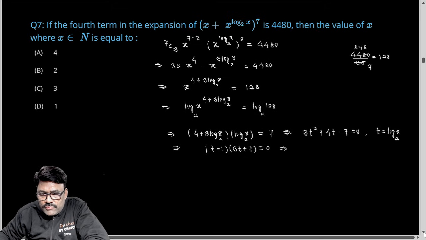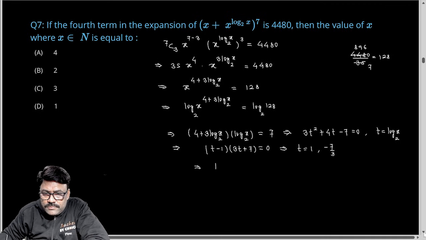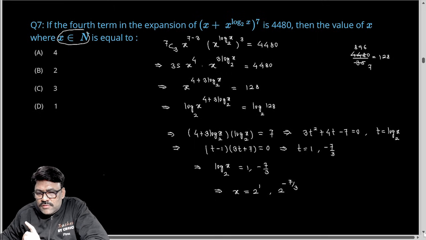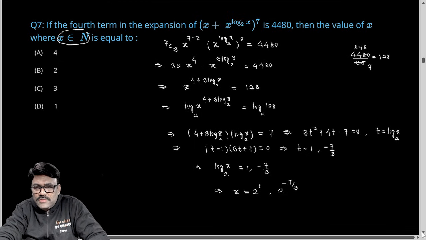So you are getting two values of t. T is either 1 or minus 7 by 3. Now t is what? Log x with the base 2. So log x with the base 2 is 1 or minus 7 by 3. And hence x will be either 2 raised to 1 or 2 raised to minus 7 by 3. But they have given that x is a natural number. So hence you will take x is equal to 2. 2 raised to minus 7 by 3 is not a natural number. So hence the value of x is 2 here, which is B option. So B option is the correct option here.